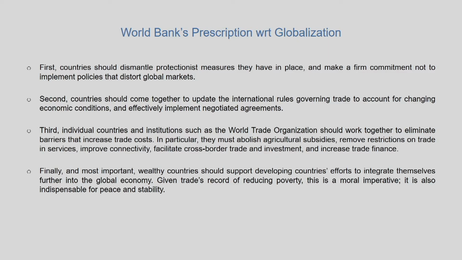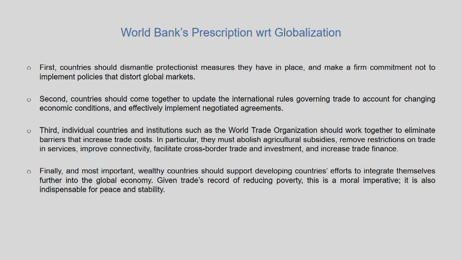Now this point is basically pointing to an increased flow of goods and services through international trade, an increased flow of international finance, increased flow of capital, not just in the form of capital, but also different forms of capital such as international finance. And finally, and the most important World Bank prescription is with respect to the fact that wealthy countries should support developing countries' efforts to integrate themselves further into the global economy.